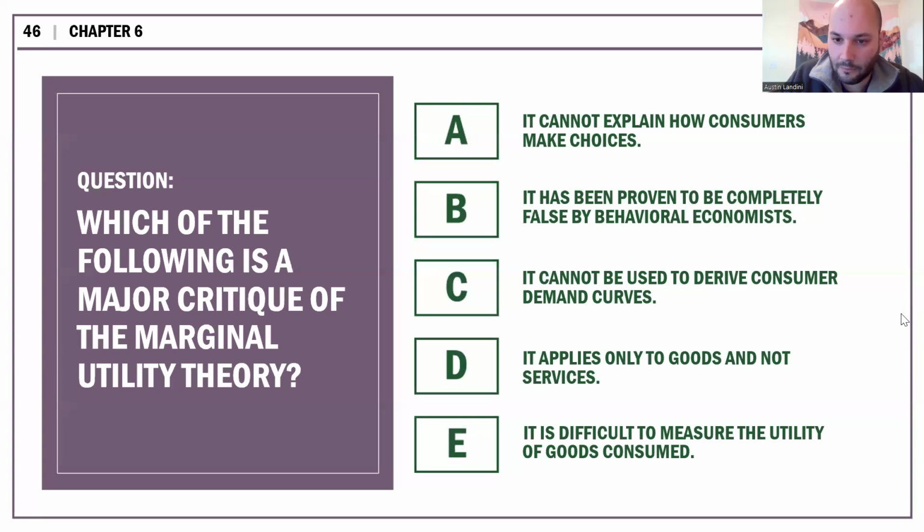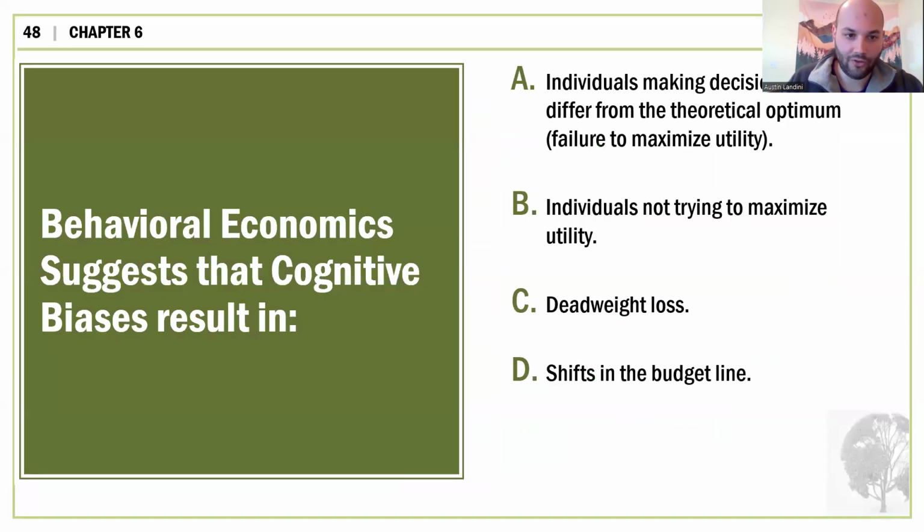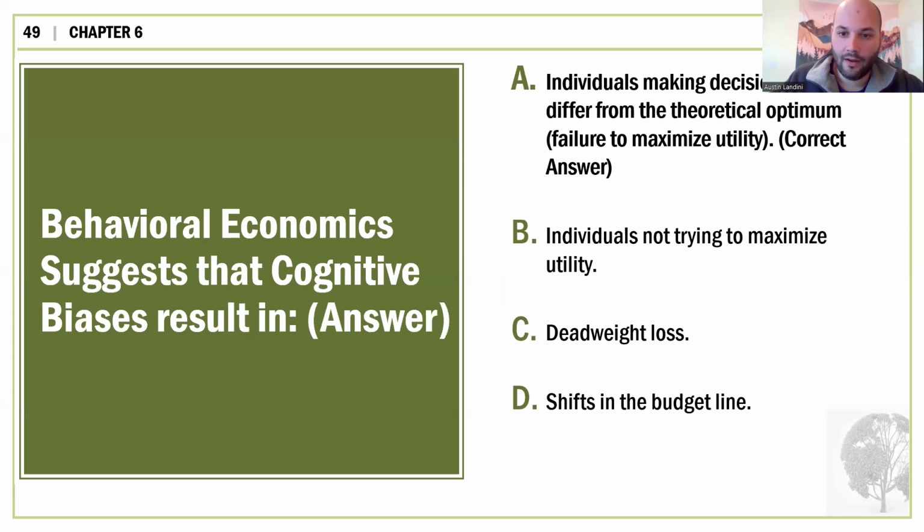We showed that it is. Applies to only goods and not services, or difficult to measure the utility of goods consumed. So it is difficult sometimes to measure the utility of our goods consumed. Sometimes we don't know exactly how much happier consuming something can make us. And then we have this list of cognitive biases that result in individuals making decisions which differ from the theoretical optimum. Right, so those are the main takeaways.